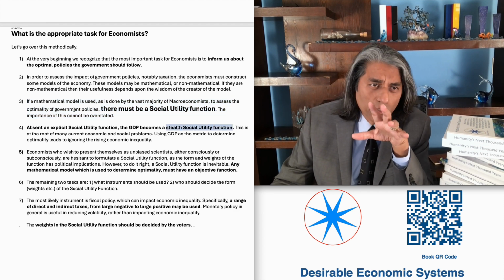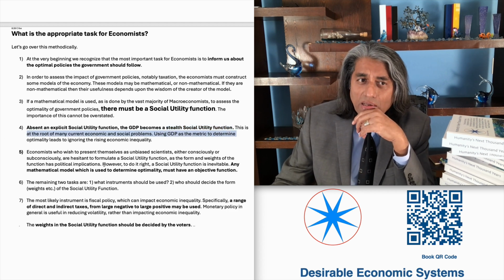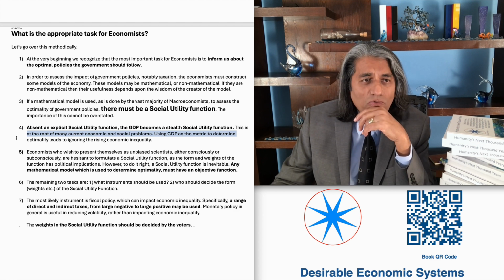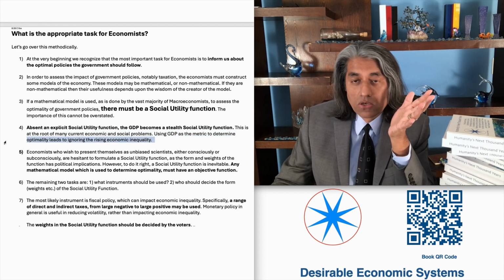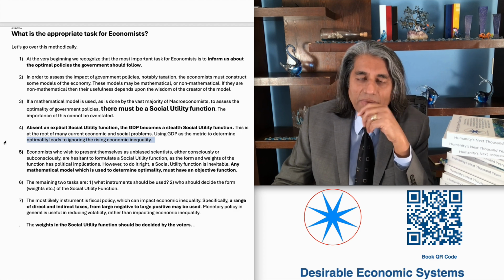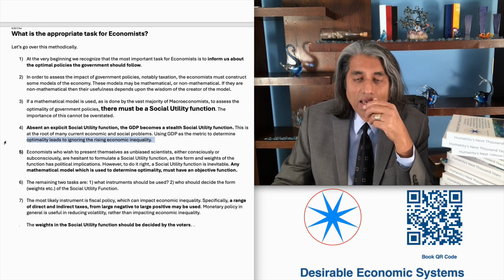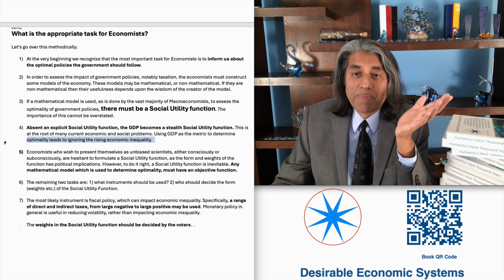And using the stealth social utility function is at the root of many economic and social problems, because when you use the GDP, you are essentially ignoring inequality, economic inequality. You're saying that if someone who's earning $100 million a year earns $1 more, or somebody who's earning $100,000 a year earns $1 more, then for the society, the impact is the same.